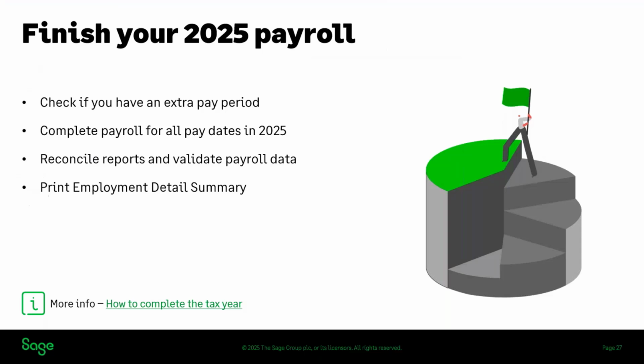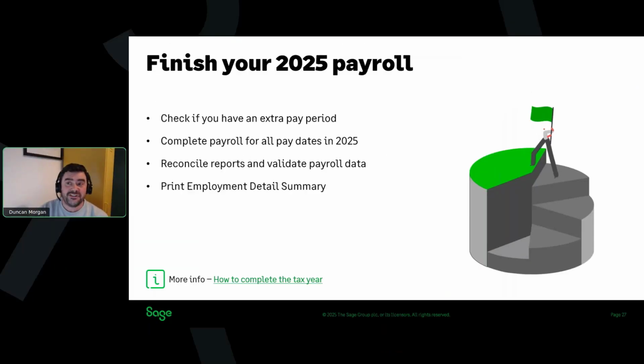So just before I hand back to Sarah, a quick recap of the steps that I've taken you through. So we started by checking if we have an extra pay period. So that's just weekly, fortnightly, or 4 weekly payrolls if your usual pay date lands on Wednesday, 31st of December. We've completed payroll for all pay dates in 2025, and we included small benefit exemption items in one of those payrolls so we could report it under ERR. We've reconciled our reports, we've validated payroll data, and we've produced that employment detail summary report. And you can read more detail on all of these steps, again, following the link in the handout.